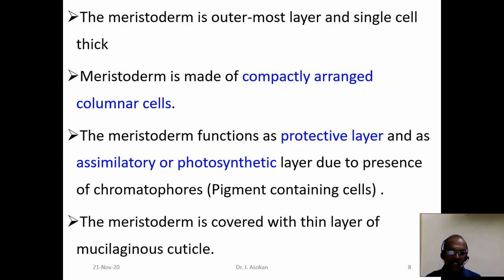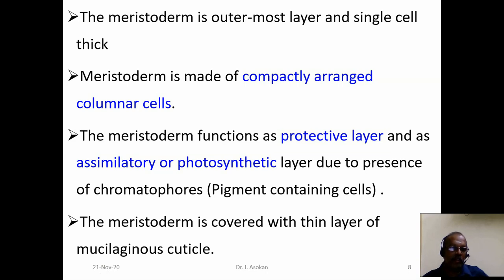The meristoderm functions as a protective layer. பாதுகாப்பு அடுக்காக செயல்படுகிறது. It also functions as an assimilatory or photosynthetic layer. ஒளிச்சேர்க்கையில் ஈடுபடக்கூடிய அடுக்காகவும் இது செயல்படுது. ஏன்னா மெரிஸ்டோடம் செல்களில் குரோமேட்டோஃபோர்கள் இருக்கிறதுனால அது ஒளிச்சேர்க்கையில் ஈடுபடுது. குரோமேட்டோஃபோர்கள்ன்றது என்னது? பிக்மெண்ட் இருக்கக்கூடிய செல்களுக்கு பேர் குரோமேட்டோஃபோர்கள்.